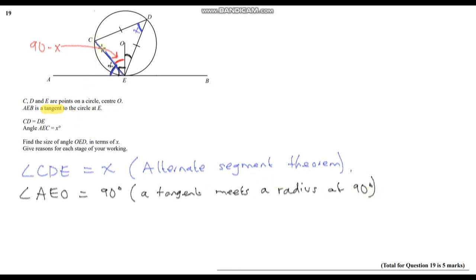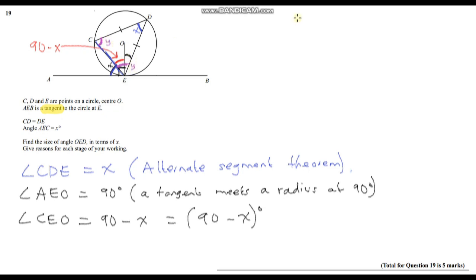And let's also say what angle CEO is. So angle CEO, well, it was the 90 degrees, take away this x. So we can actually just say that that is 90 minus x degrees. Okay, so we've got this angle here. And now let's use the fact that this is an isosceles triangle. So because this is an isosceles triangle, these two angles here, these purple angles, are going to be the same. So let's just call them y for now.